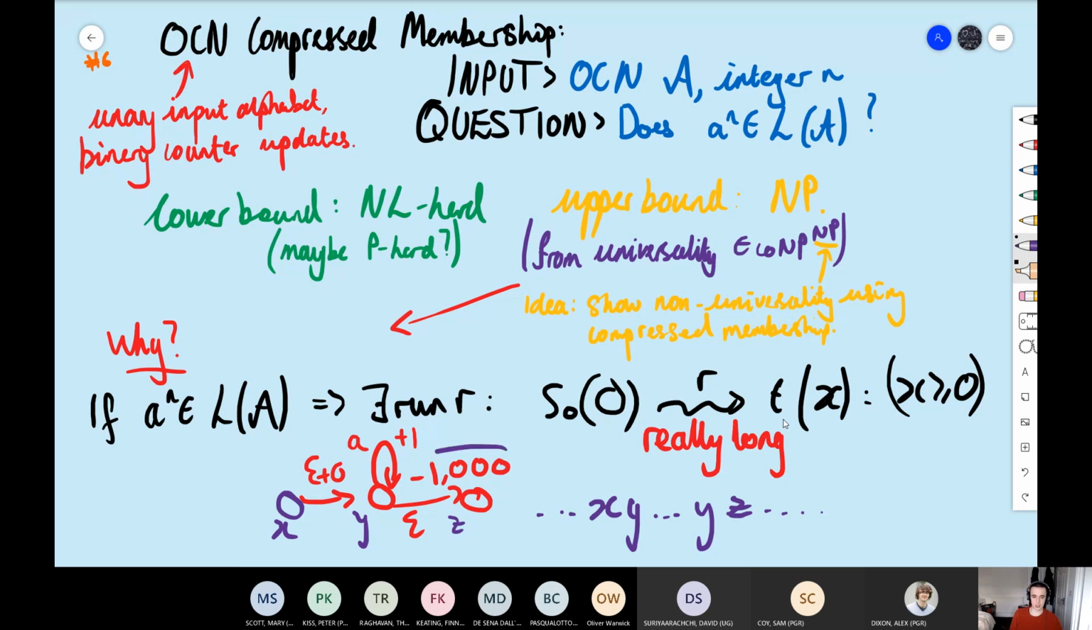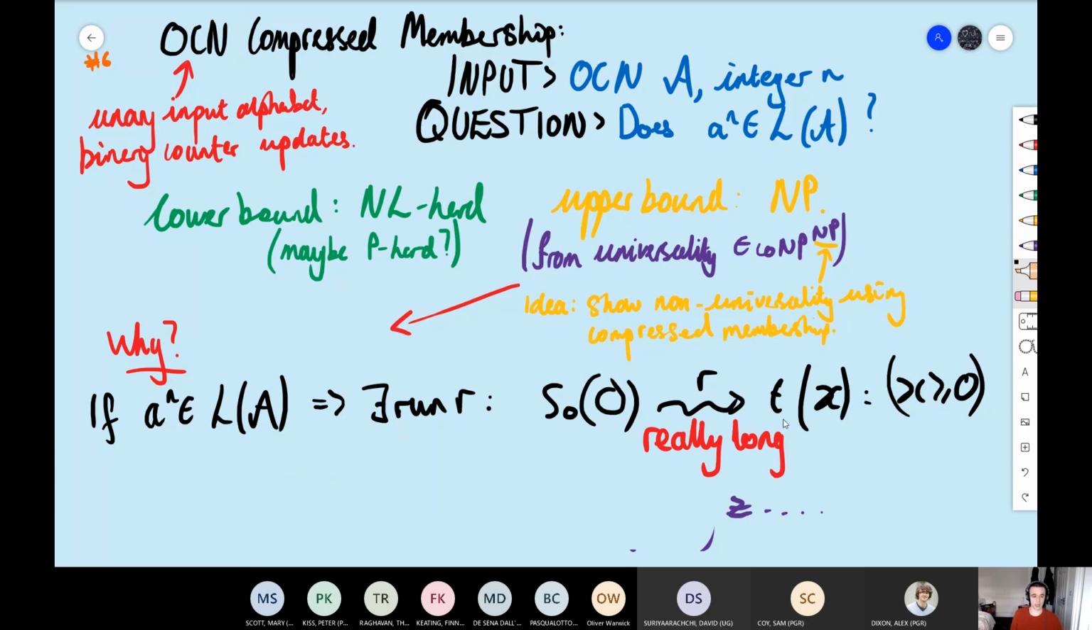The reason it's not okay is these updates are written in binary, hence binary counter updates. So the representation of this 1,000 value is actually log of 1,000, which is significantly less than 1,000. We can't afford to write down runs that are really long. This would be an exponential sized certificate for this problem. So if we wanted to write down the run as our certificate to prove that a to the n belongs to the language and hence get membership, we need a better way of writing down runs.